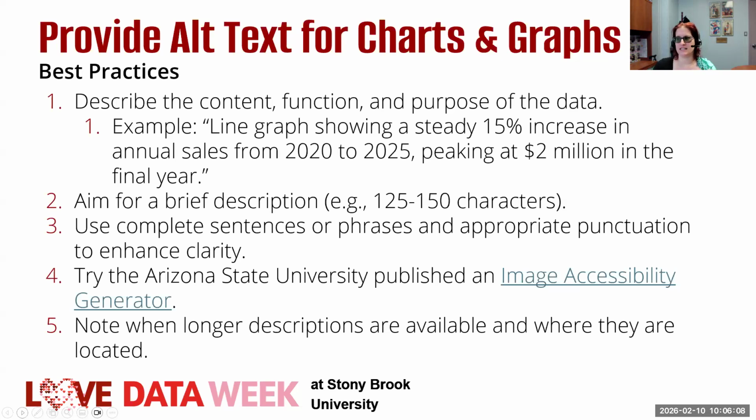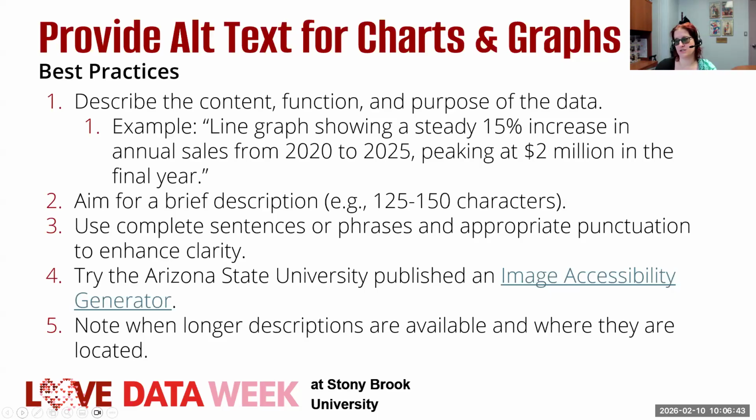The big thing for alt text: keep it brief. 125 to 150 characters is the max for alt text. It's also good to use complete sentences or phrases and appropriate punctuation to enhance clarity, because it's going to tell assistive technology how to best read that information. But also, like I said, if my image can't load, that alt text is going to display. So we want it to be as clear as possible about what we're indicating.